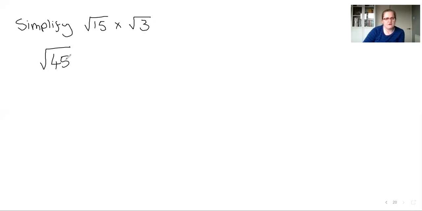Is root 45 as simple as we can get? No, we can actually make this simpler. So what we're going to do is look at exactly the same as we were doing before. How can we make this more simple? What square number goes into 45? We know that 9 goes into 45, so we've got root 9. 9 goes into 45 5 times. Root 9 multiplied by root 5. Simplify this again to 3 root 5. So we're just building up the skills here.